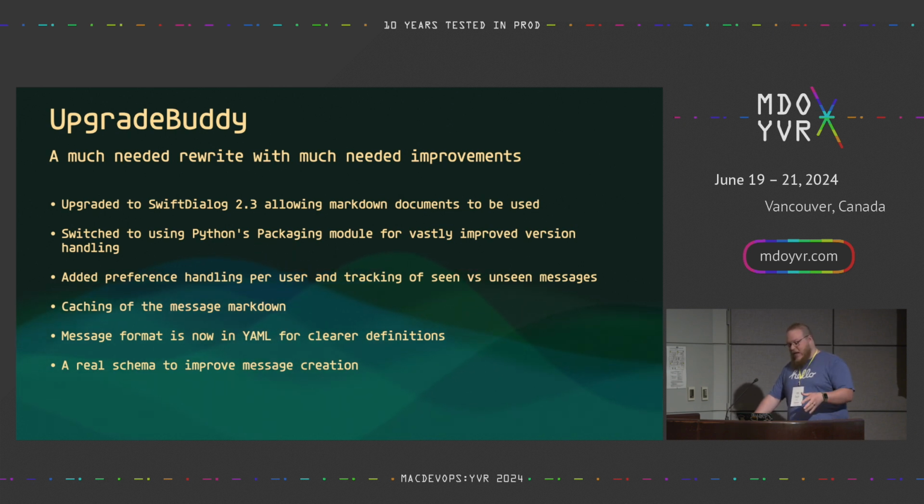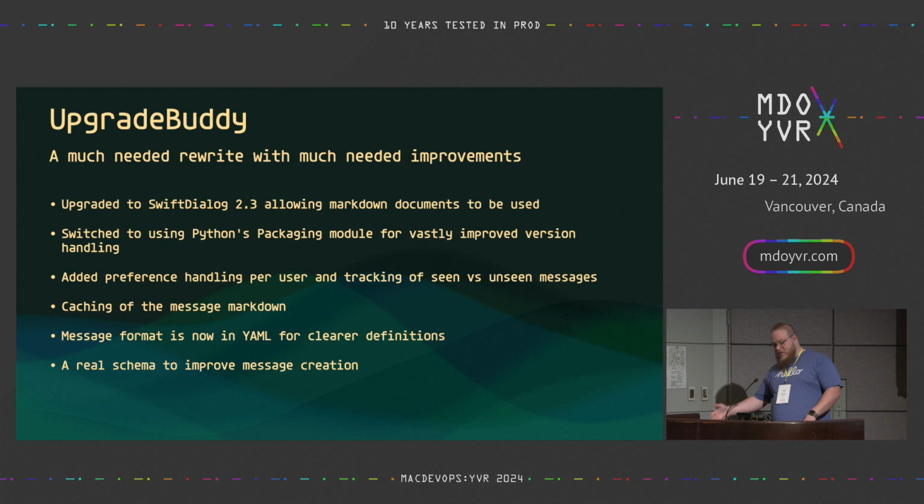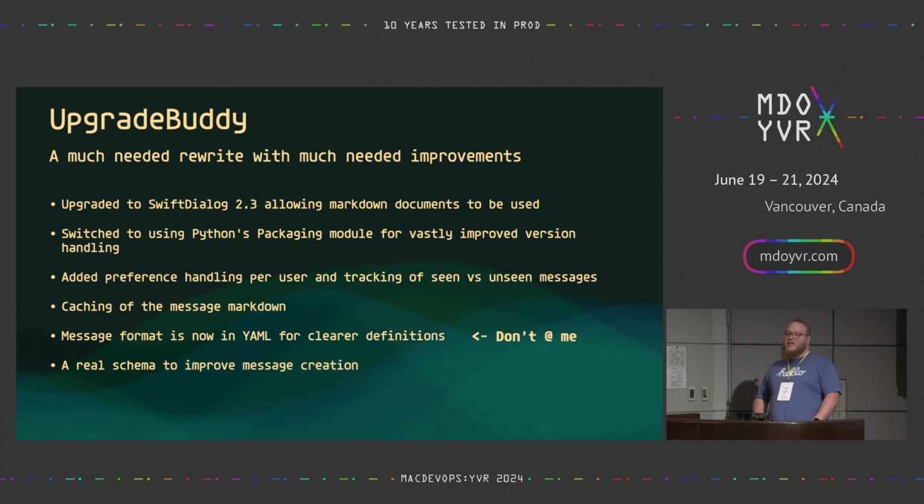An added benefit of this is it gave us the ability to use specifier sets. Specifier sets are incredibly powerful. You can easily scope which OS applies to which message. We added preference handling for user and tracking for seen and unseen messages. No more of the same message after every single update. Caching of the markdown documents for messages, as well as an actual schema to handle the messages. And yes, we rewrote it using YAML. Don't at me. I know there's a big crew of XML, YAML, JSON, TOML.